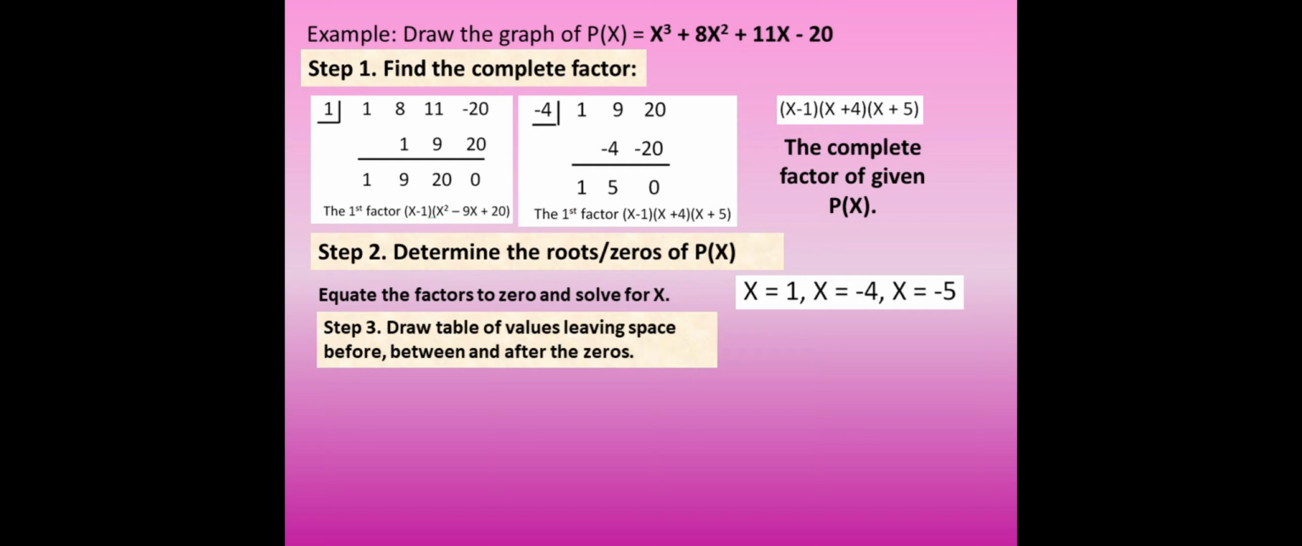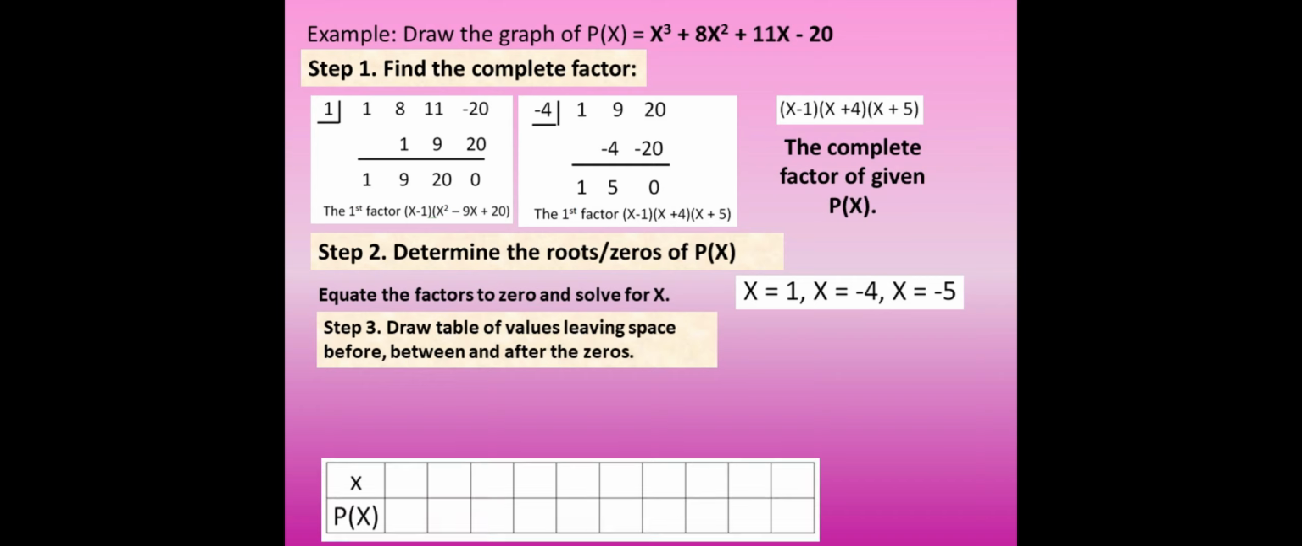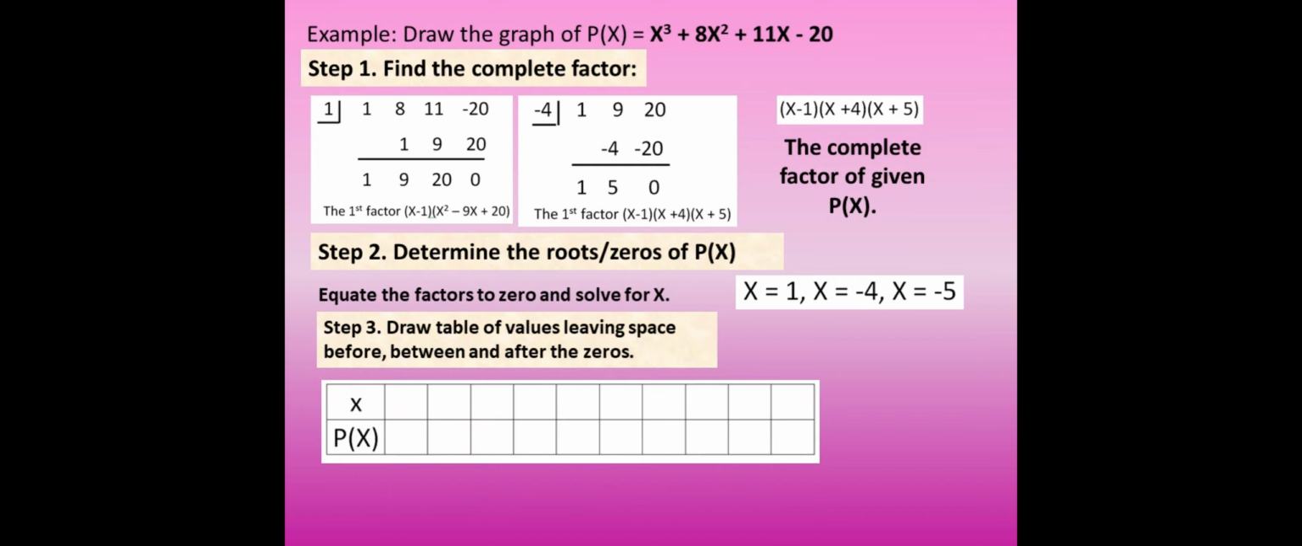Next step, draw the table of values, leaving space before, between, and after the zeros. We have that table of values: on the upper row is x, and below is p of x, or the value of y. We first assign all the zeros, leaving space before, between, and after. At negative 5, the value of p of x is automatically 0, because this is a zero, or root, of the polynomial.